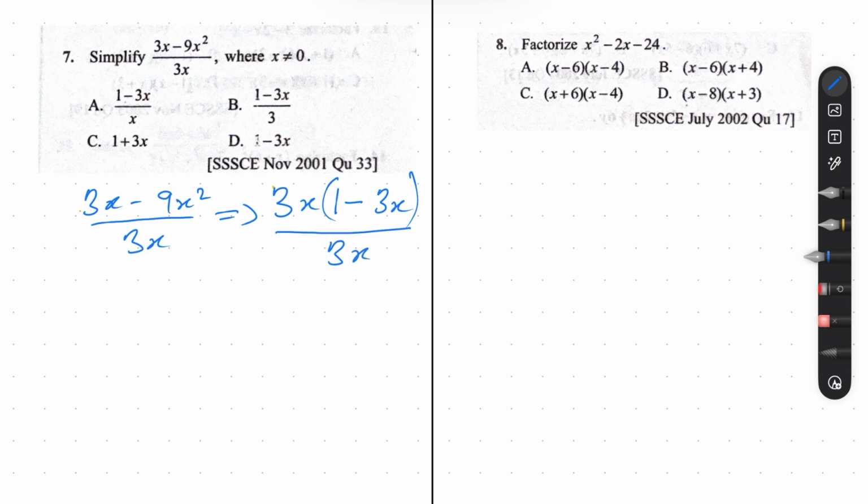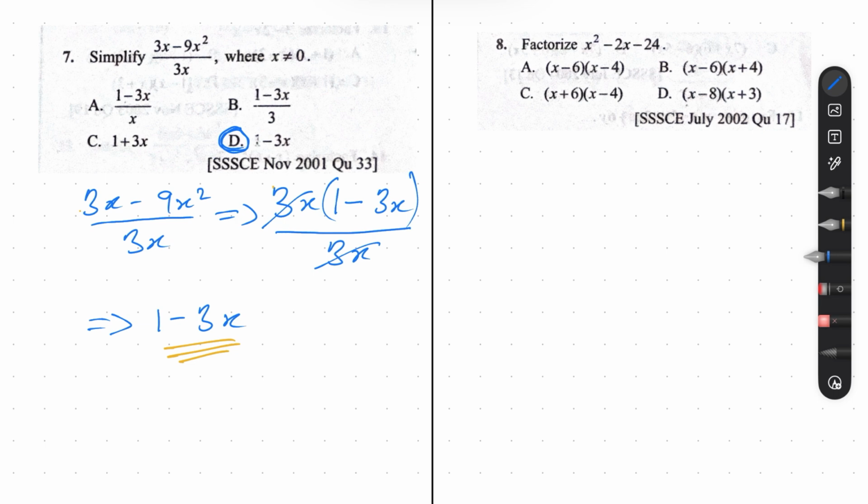Okay, cool. So now we can see that we have 3x here and we have 3x here. So it can easily cancel out. This cancels this, right? So let's do that cancellation. What are we left with? We're left with 1 minus 3x. So that is our answer, 1 minus 3x. Okay, it is D, right? So let's circle that. Cool.